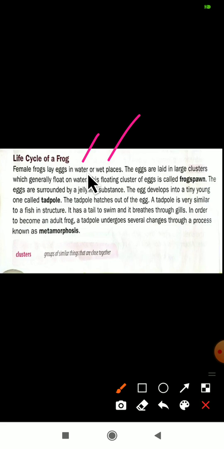The eggs are laid in large clusters which generally float on water. This floating cluster of eggs is called frog spawn. Here is the meaning of clusters. Clusters are nothing but a group of similar things that are close together. The things are similar and they are very close to one another. The eggs are laid in large clusters.